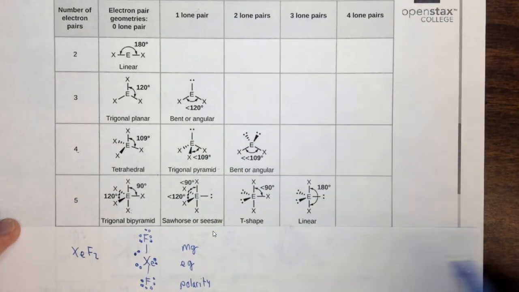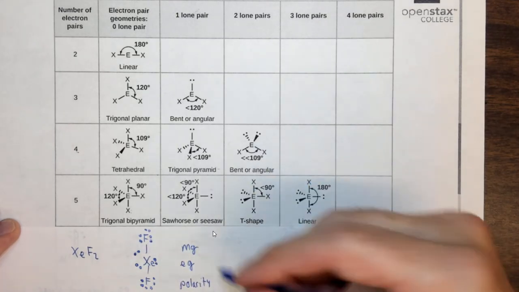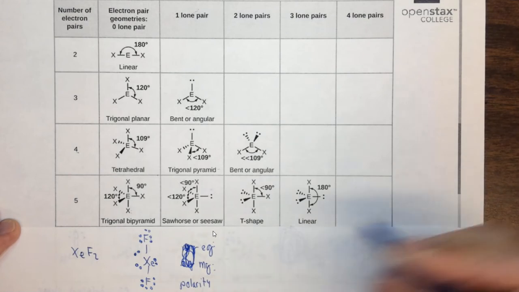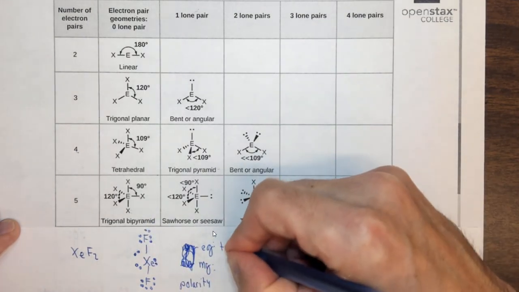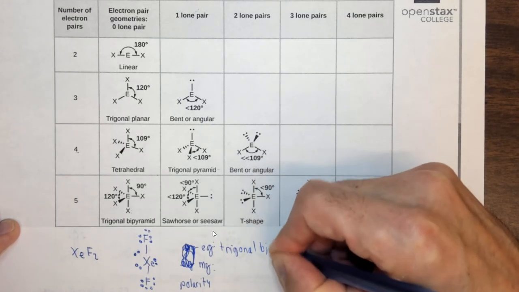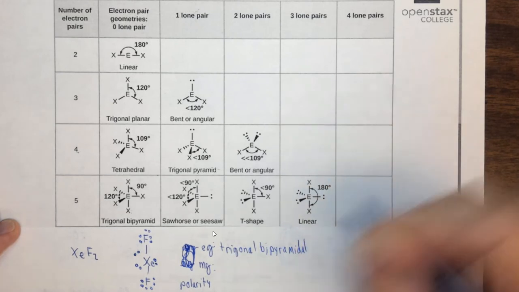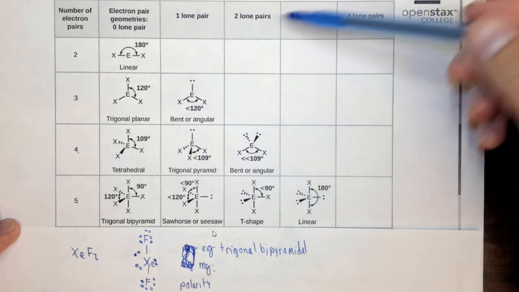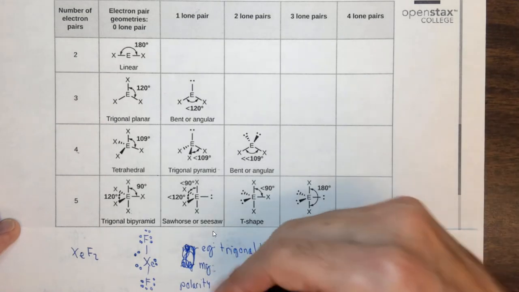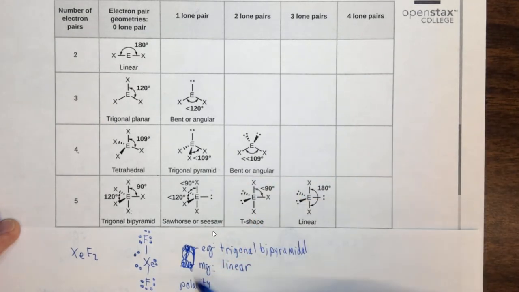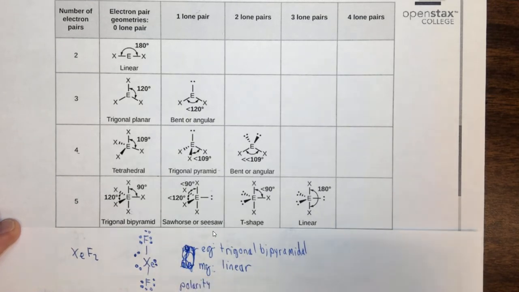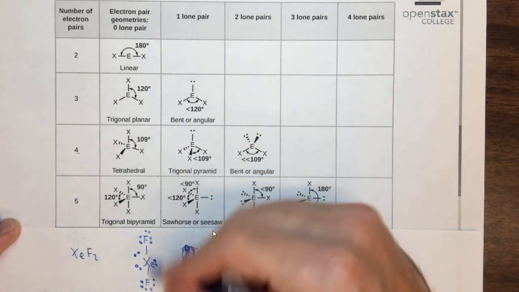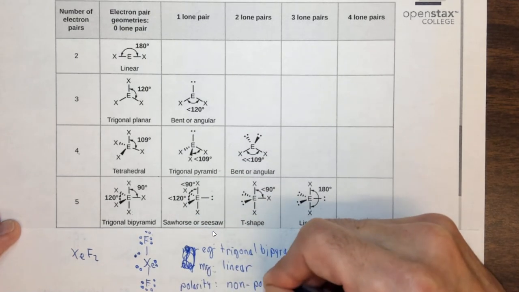So this has 1, 2, 3, 4, 5 domains. So this should be the electron geometry, the molecular geometry, and the polarity. So 5 domains, the electron geometry is trigonal bipyramidal. The molecular geometry, well, of these 5 domains, 3 are lone pairs. So we go over to 5 domains, 3 lone pairs, and we find that it's linear. What about the polarity? Not all domains are the same, but we have to remember this is 5 domains, 3 lone pairs, linear. And in this case, since these are both fluorines, this is nonpolar just by coincidence.